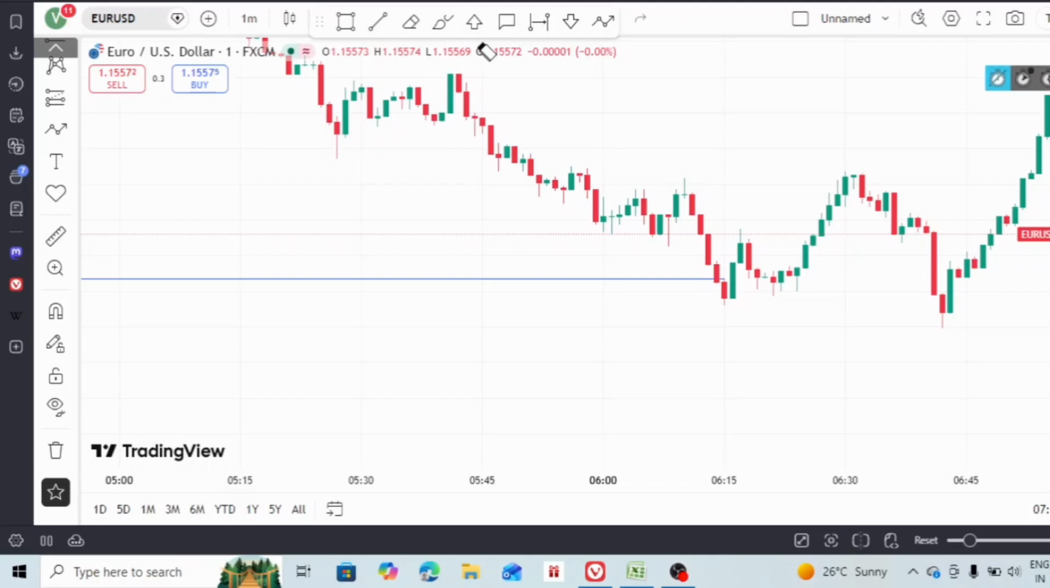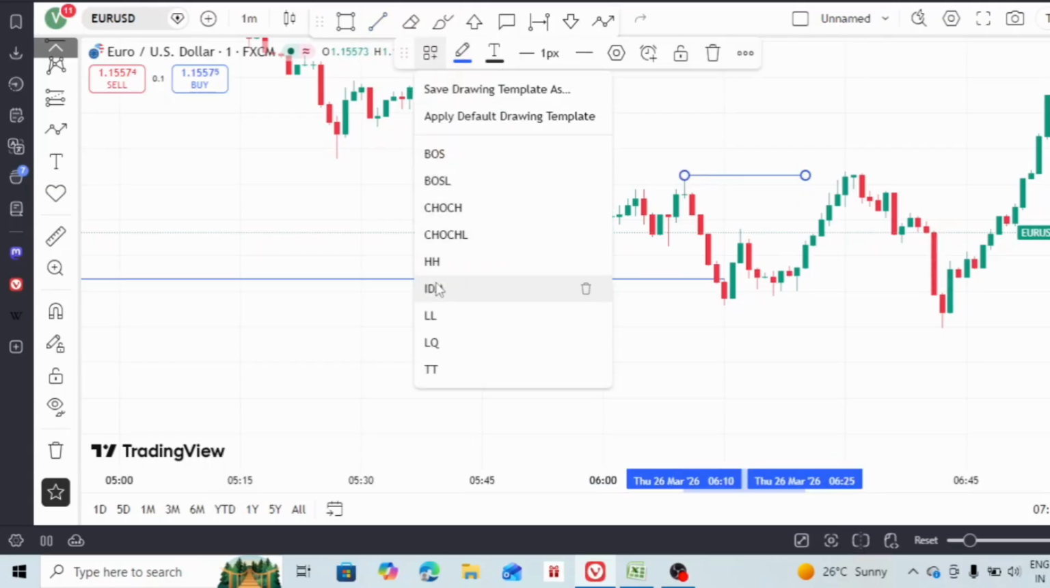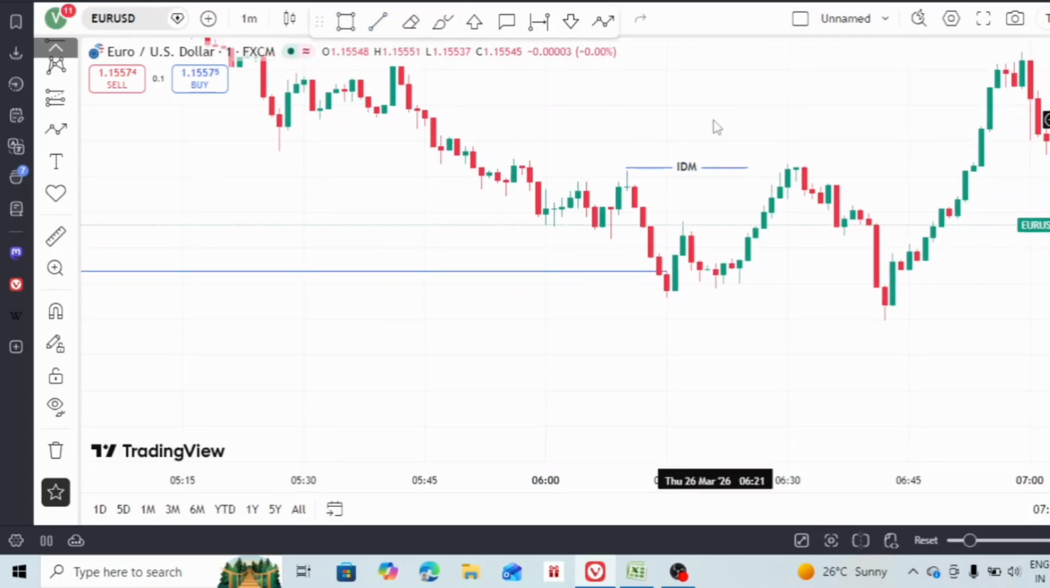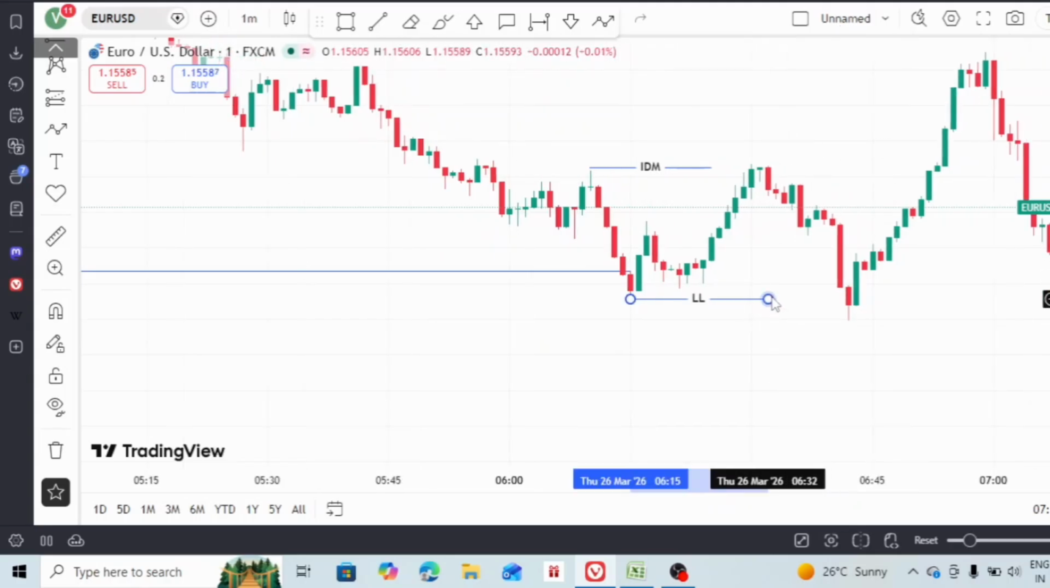So the first pullback, where is the first pullback? The first pullback is right here. So this will be our inducement. The inducement did not mitigate. We have the low, this is the lowest point. So this will be the lower low point. Lower low, let's see if it is confirmed or not. So this lower low has been confirmed.